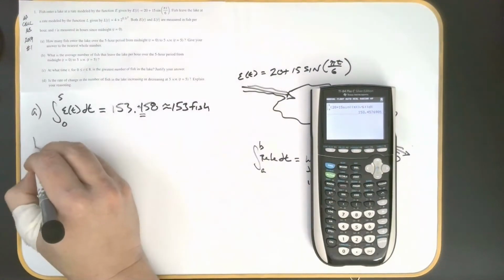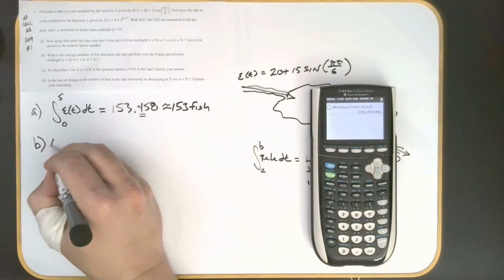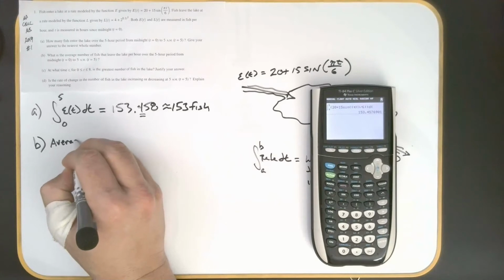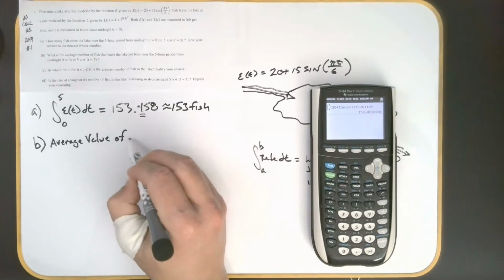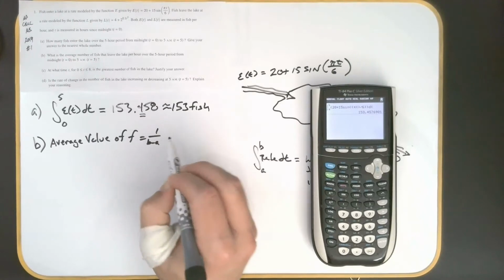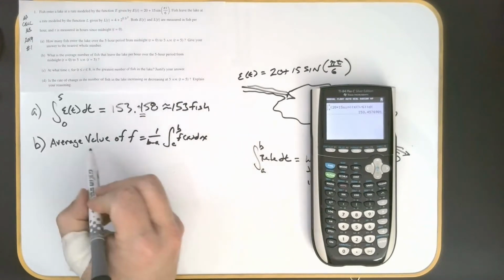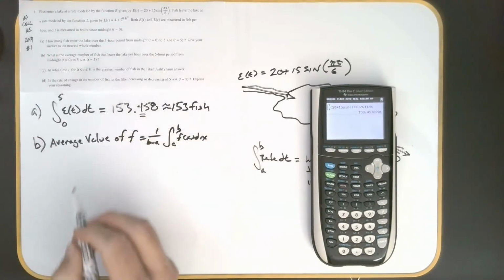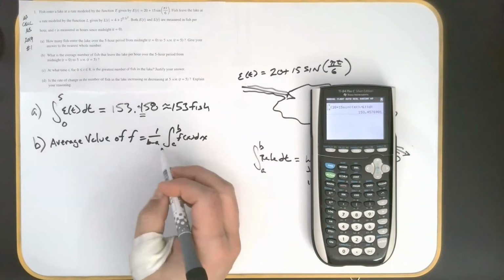Done. Okay, part B. Part B says, what is the average number of fish that leave the lake per hour over the 5-hour period from midnight to 5 a.m.? Well, they tried to trip you up just a little bit, but this question is really just about average value. Whenever you want the average value of a function, the average value of f is equal to 1 over b minus a times the integral from a to b of f of x dx. Instead of using the word value, they use the word number, and you just had to recognize that that was average value and put a 1 over 5 out front.